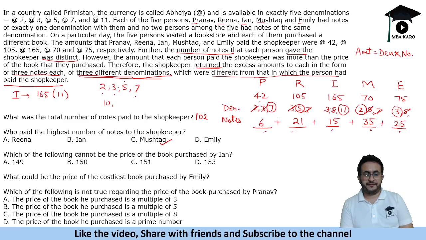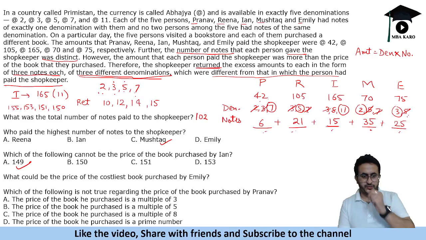If you exclude 5, what do we get? 2, 3, 7, that is 12. If you exclude 3, 2, 5, 7, that is 14. If you exclude 2, he could be paid back 15. So that is the amount returned to him. So the price could be 155, 153, 151 or 150. Now 149 is not a possible amount. So these could be the price of the books, and this cannot be the price.